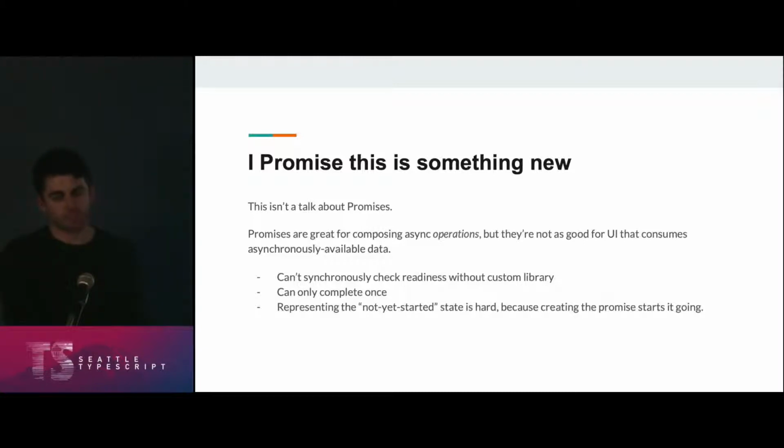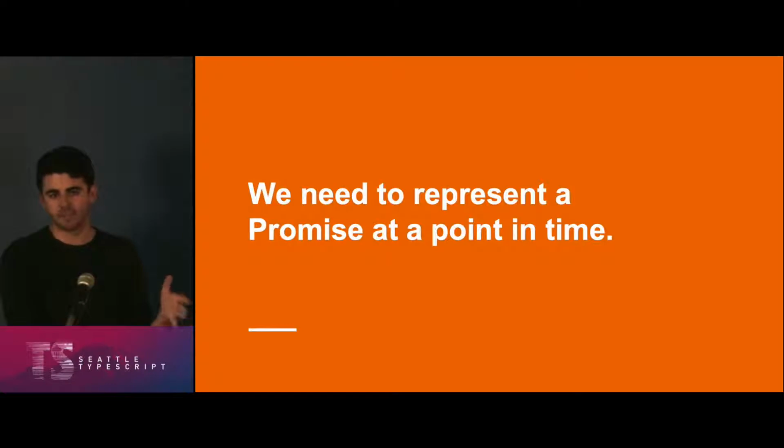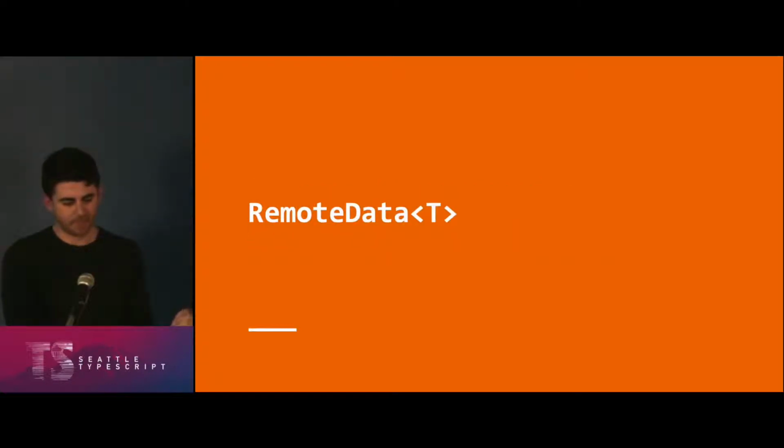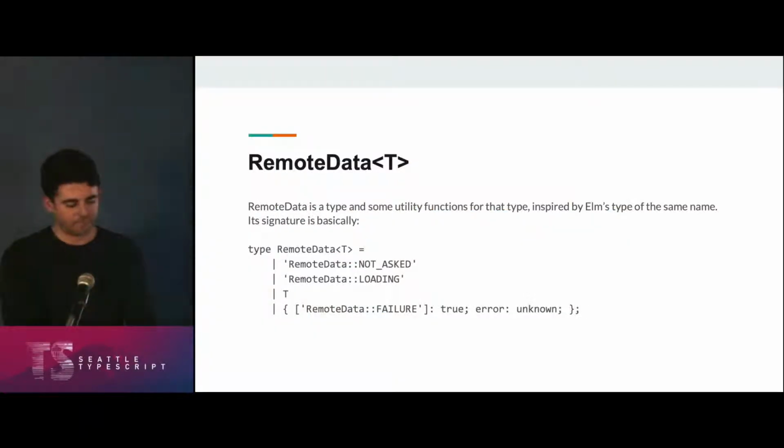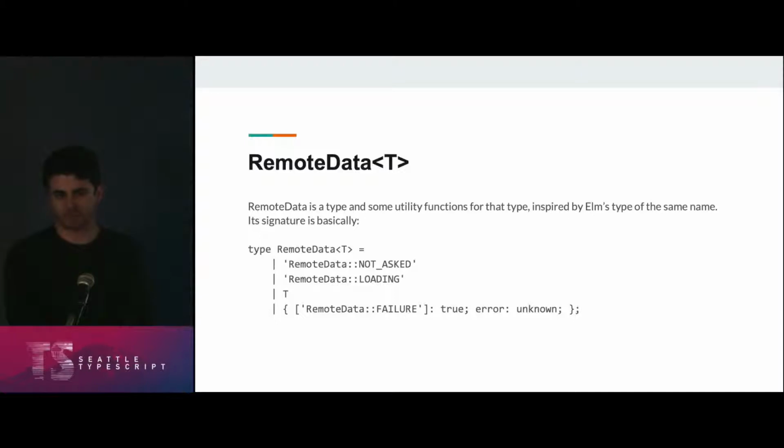So what's missing is a way to synchronously check readiness of a promise that you did not initiate, do not own, and don't really care about doing something yourself when it ends. You just need to represent the snapshot of that promise at a point in time. So that's where RemoteData of T comes in. RemoteData of T is a type, some utility functions, and a lot of doc comments that are inspired by an Elm type of the same name.